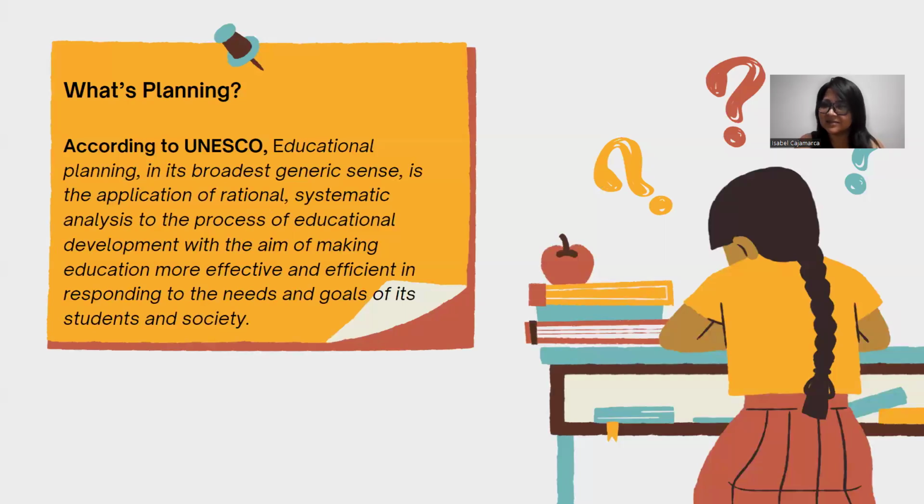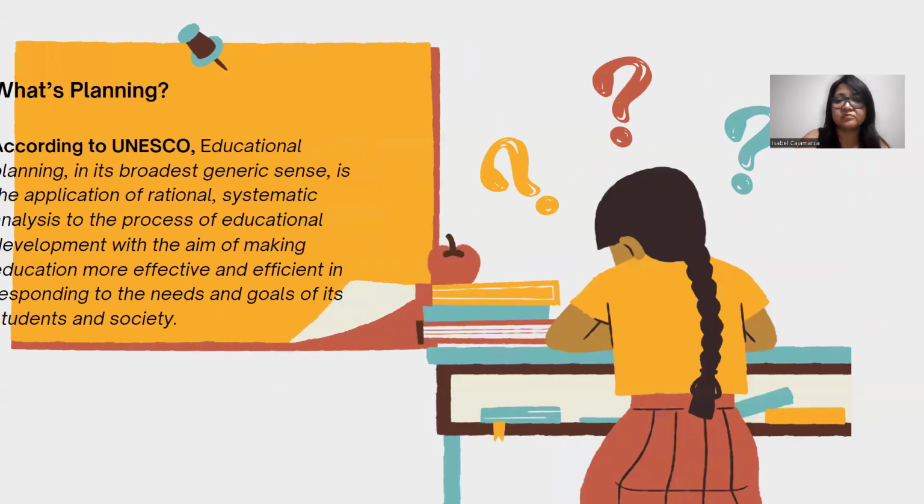So how do we get this? According to UNESCO, we have to focus not only on the students, but also on the society. And for getting those, we have to get into the rational and systematic analysis. So we have to be creating all the time an environment in which students are not only learning something isolated. We are talking about an education that is going to be functional for the students for their future and for how they are going to interact with the society.